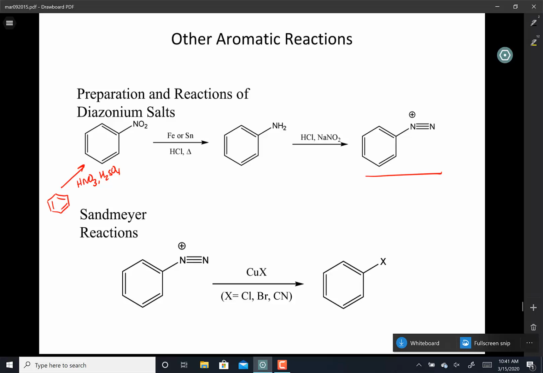Once you have the diazonium salt, you can do a lot of different reactions with that. The first one is what's called the Sandmeyer reaction. Sandmeyer reactions are when you take the diazonium salt and you add a copper salt to it. That salt could be copper chloride, copper bromide, or copper cyanide. The cyanide is actually the most important of these, simply because that will allow us to add a C triple bond N group to the benzene ring. The way to do that is using this Sandmeyer reaction.